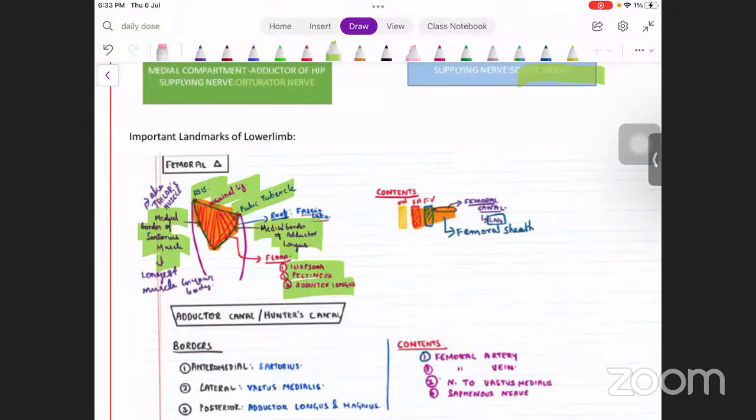What is the floor of your femoral canal formed by? Iliopsoas, pectineus, and adductor longus, while your superior border is formed by the inguinal ligament, which runs from the anterior superior iliac spine to your pubic tubercle. The medial border is formed by the medial border of your adductor longus, while the lateral border is formed by the medial border of your sartorius, also known as the Tailor's muscle, which is the longest muscle in the body.